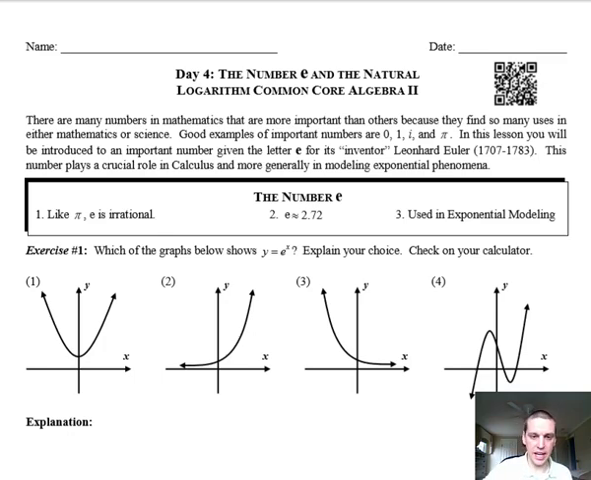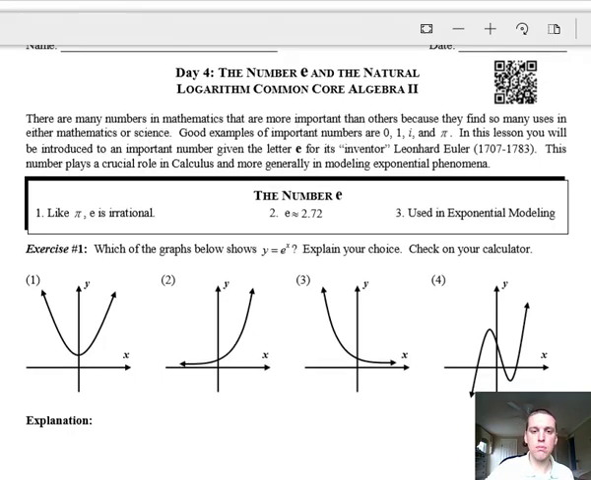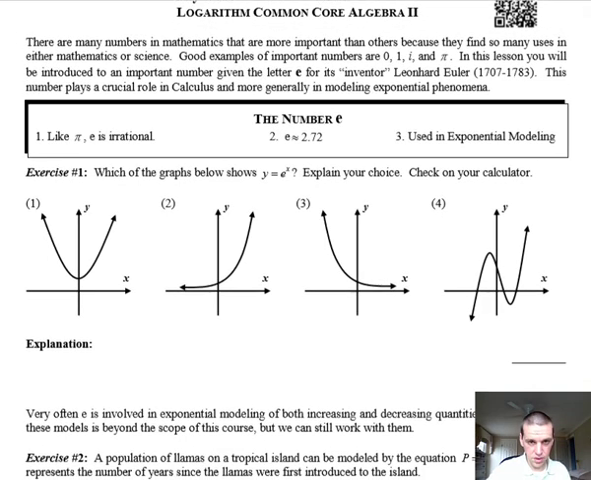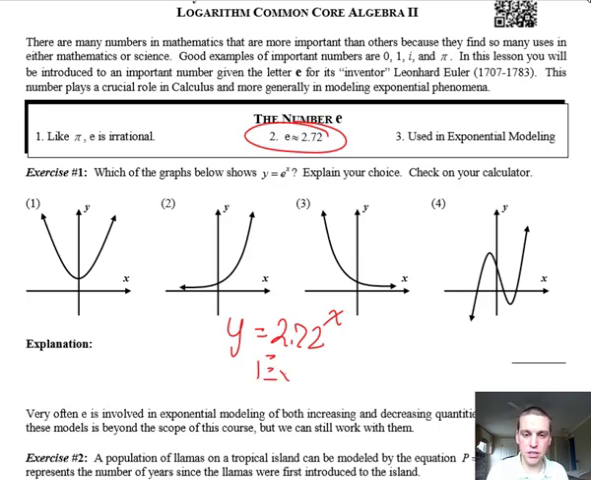So let's look at this. If e is approximately 2.72, and it says, what is y equals e to the x? Well, another way to write that is y equals 2.72 to the x. Well, if we have 2.72 to the x, this is called an exponential function. We have an exponent, it better be called an exponential function.